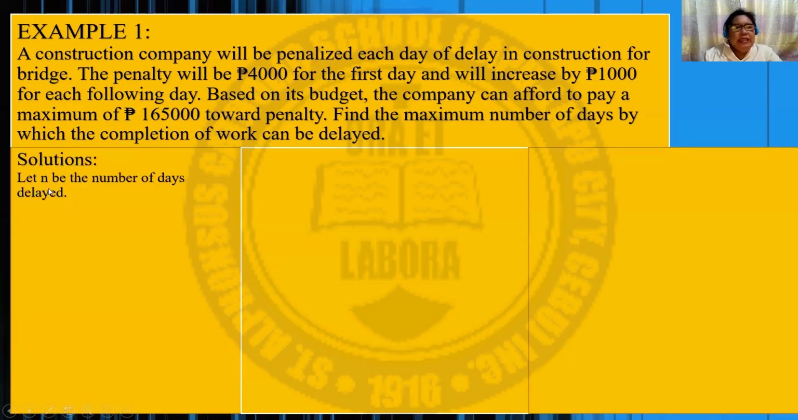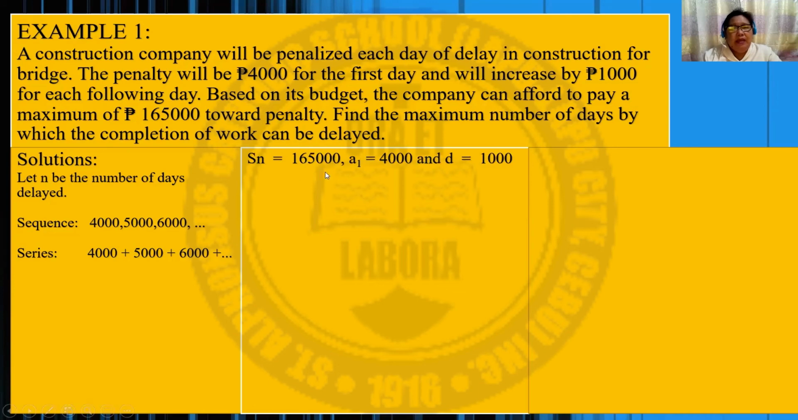For the solutions, let n be the number of days delayed. Let us form the sequence. We have 4,000 as the first penalty. Then it will increase by 1,000. So 4,000 plus 1,000 is 5,000. Then plus another 1,000, 6,000, and so on. Then the series form will be 4,000 plus 5,000 plus 6,000 and so on. And the total or the sum is 165,000. So this is our S sub n.